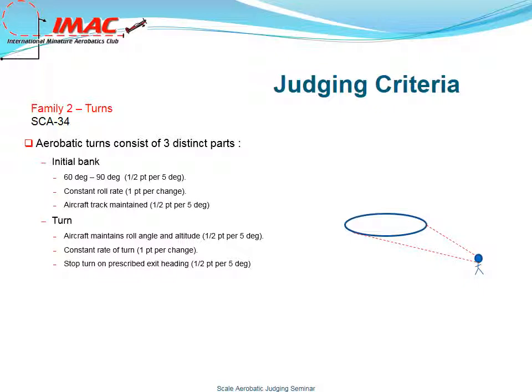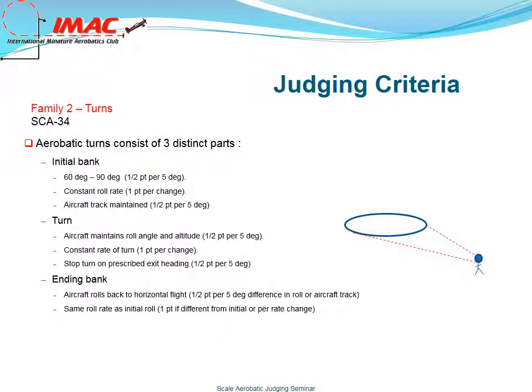During this turn, the established bank angle must be maintained throughout, 1/2 point per 5 degrees, and the rate of turn must remain constant, 1 point per change. Altitude must remain constant, with 1/2 point per 5 degrees deducted for deviations. Note that an aircraft turning away from the judges will appear to descend, and one flying toward the judges will appear to climb. The turn portion will continue until the aircraft has reached the prescribed exit heading. Deductions are 1/2 point per 5 degrees off the proper heading track.